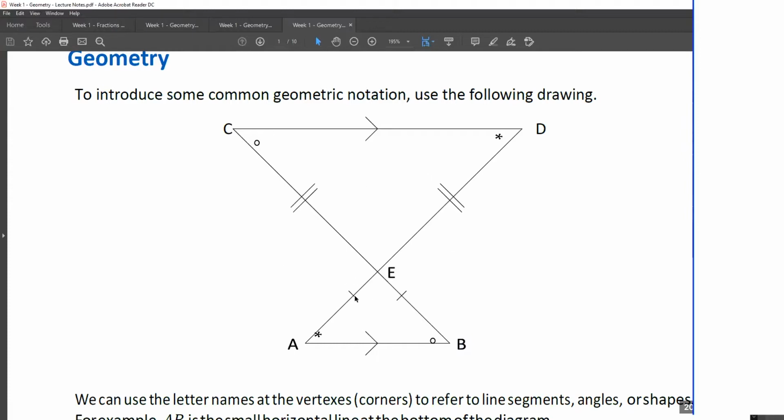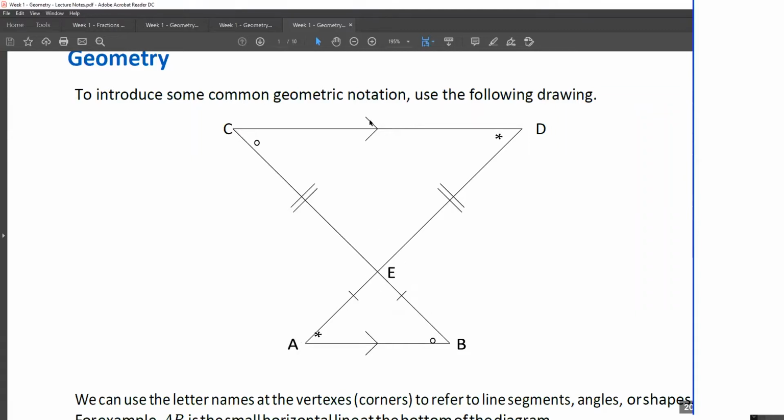The other thing that we start to note here is look at these little dashes that we do through here. If you see a line that's marked with a single dash and another line that's marked with a single dash, that's indicating that these lines are the same length. So here I have 2 dashes and 2 dashes, so that indicates that these longer lines are the same length. The shorter lines match, the longer lines match.